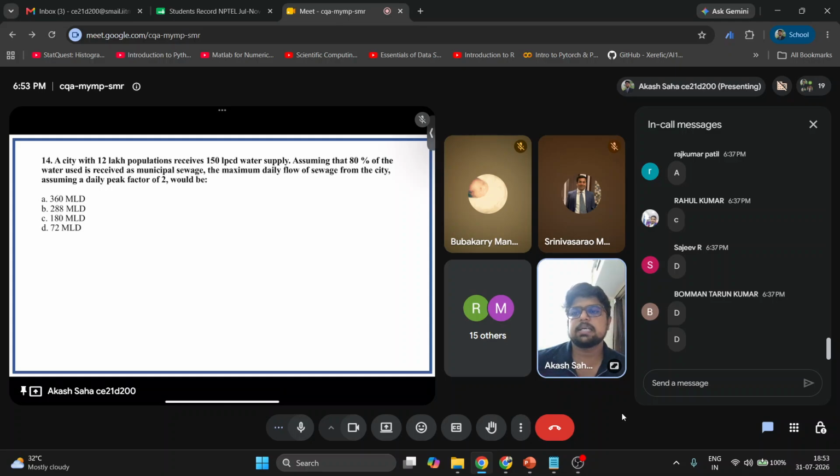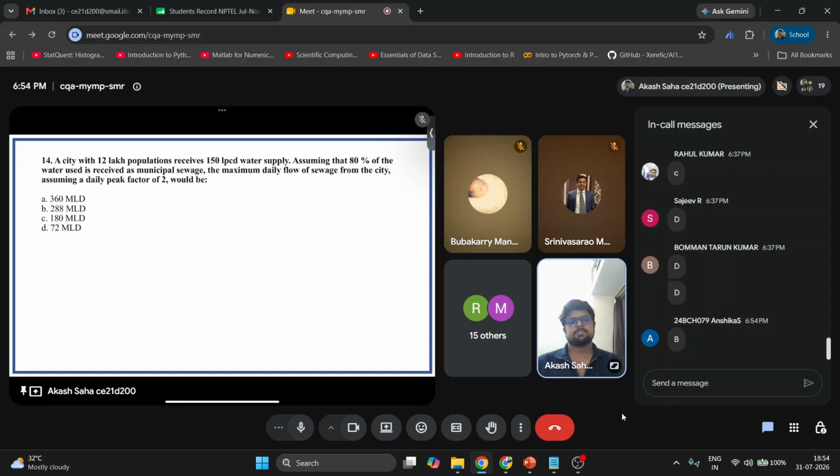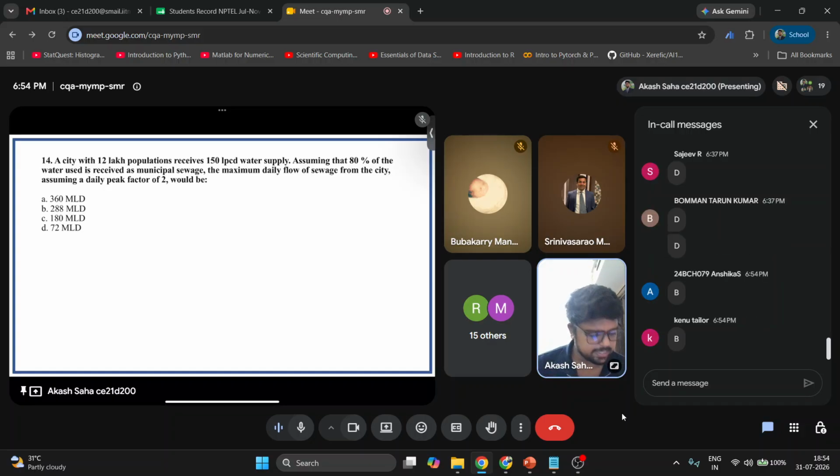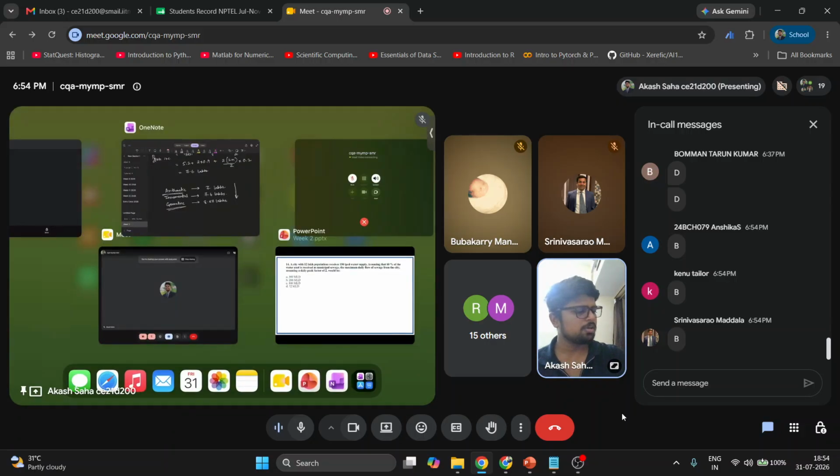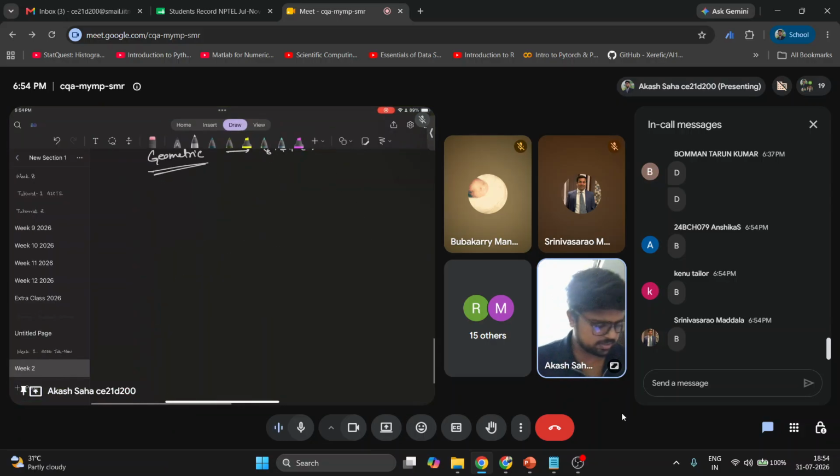What is the maximum daily flow of sewage from the city? B. So B is 288. Yeah, that is the correct answer. B is the correct answer. So quickly, it's very simple, I know. So let's see how to solve this.